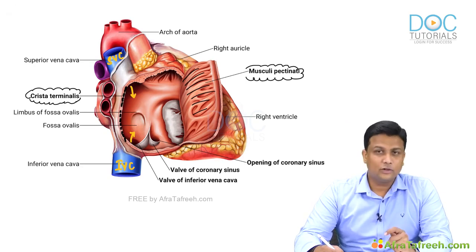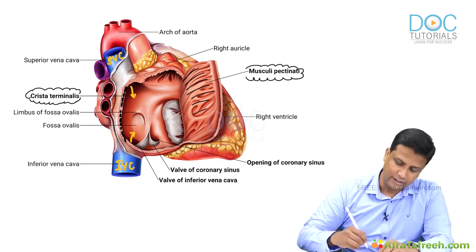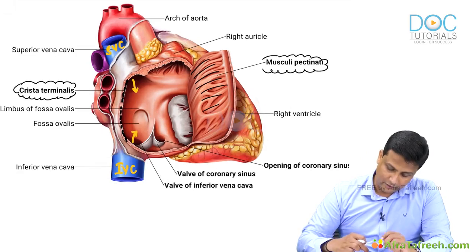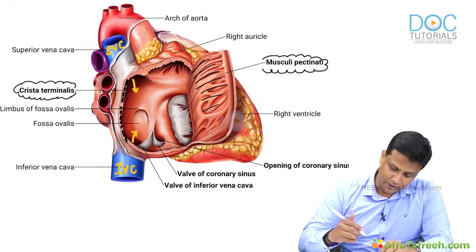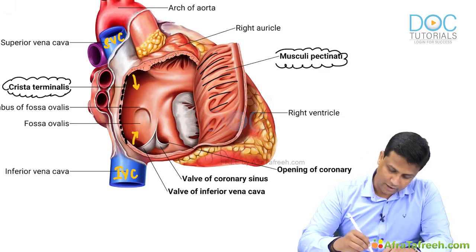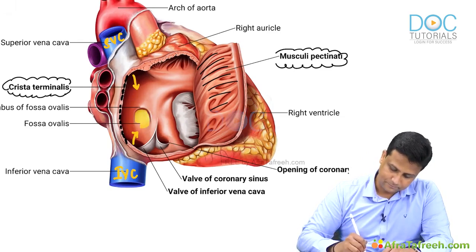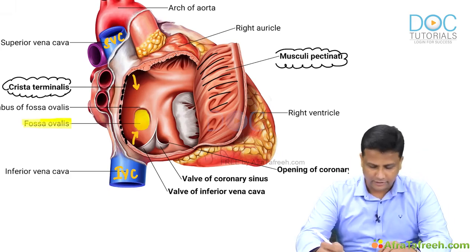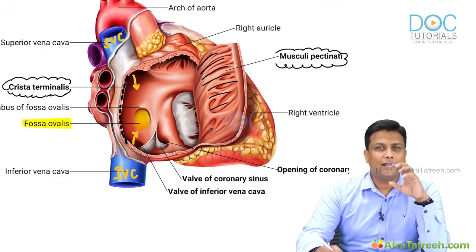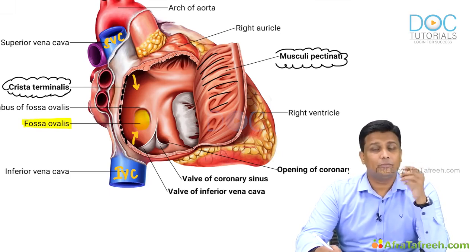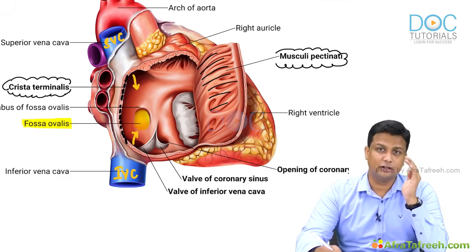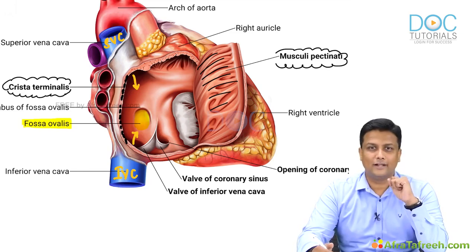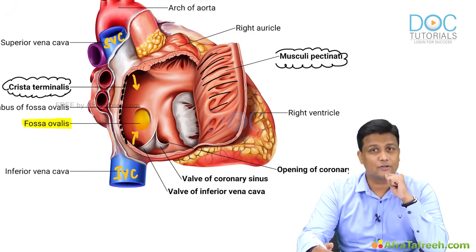Then one more thing to appreciate here: you are able to see the interatrial septum. In this interatrial septum you can appreciate the oval shaped fossa ovalis. In the embryology part we have already discussed that you have the foramen ovale, which closes after birth, and then you only have a saucer shaped depression there, known as the fossa ovalis.